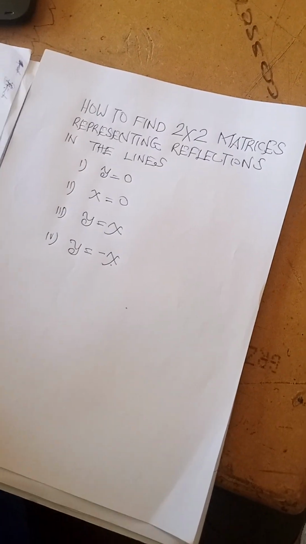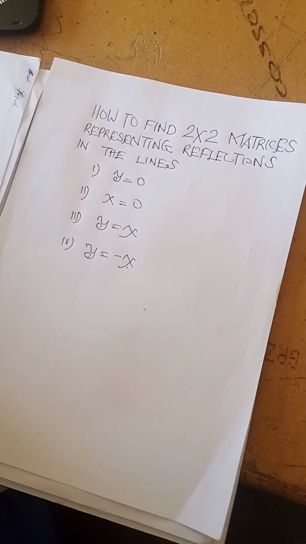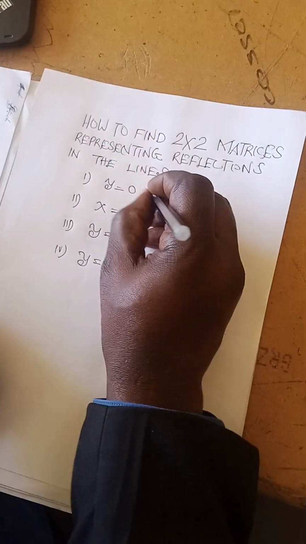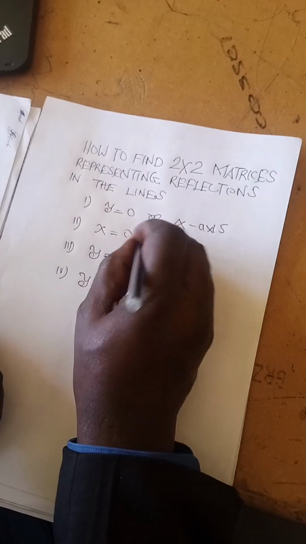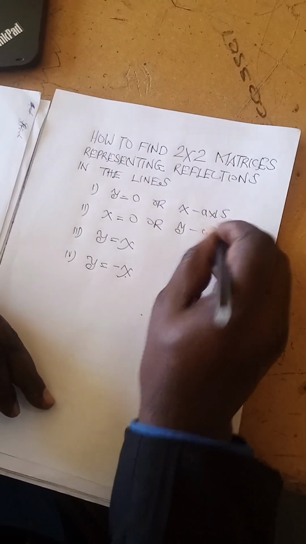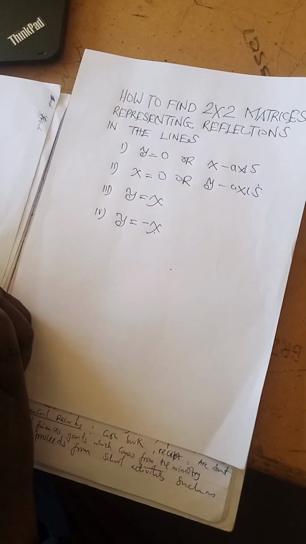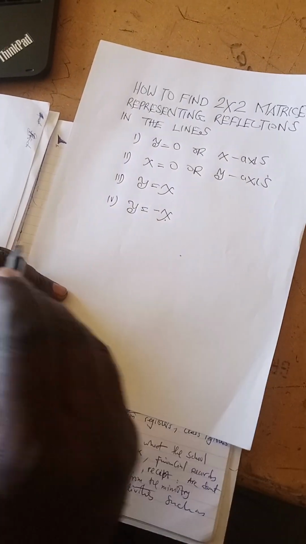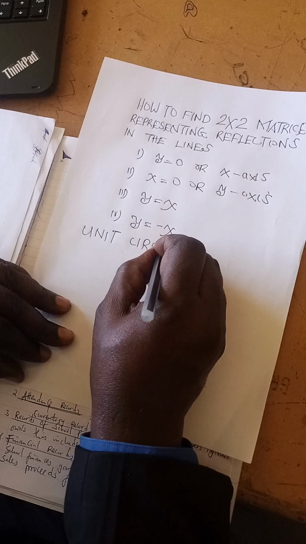All right, so we want to show how to find the 2 by 2 matrices representing reflections in the line y is equal to 0, or x-axis, and x is equal to 0, or y-axis, and y is equal to x and y is equal to negative x. To do this, we usually use a unit circle.